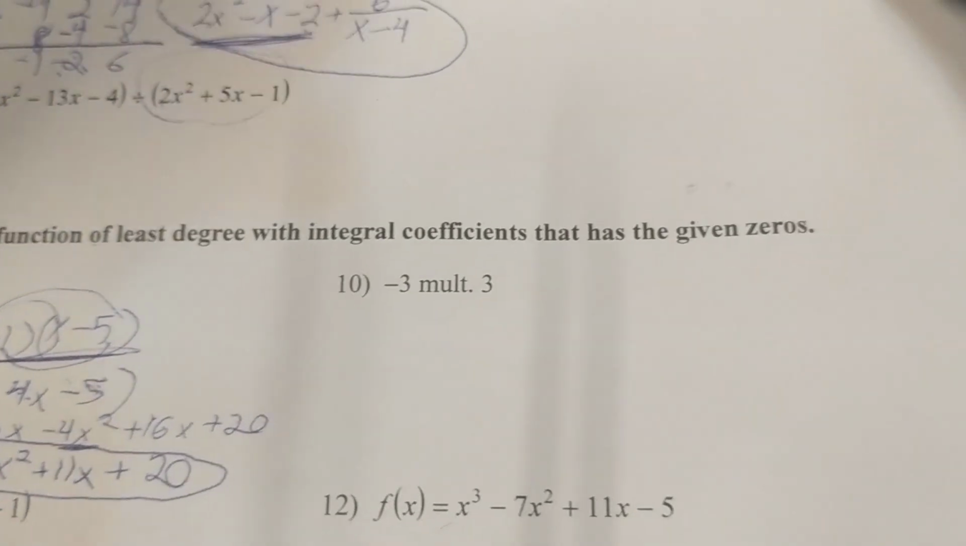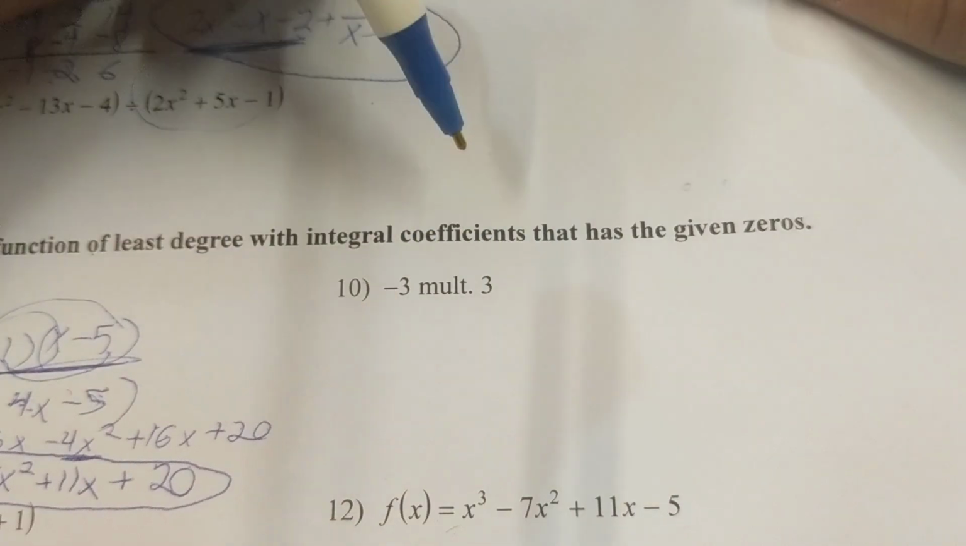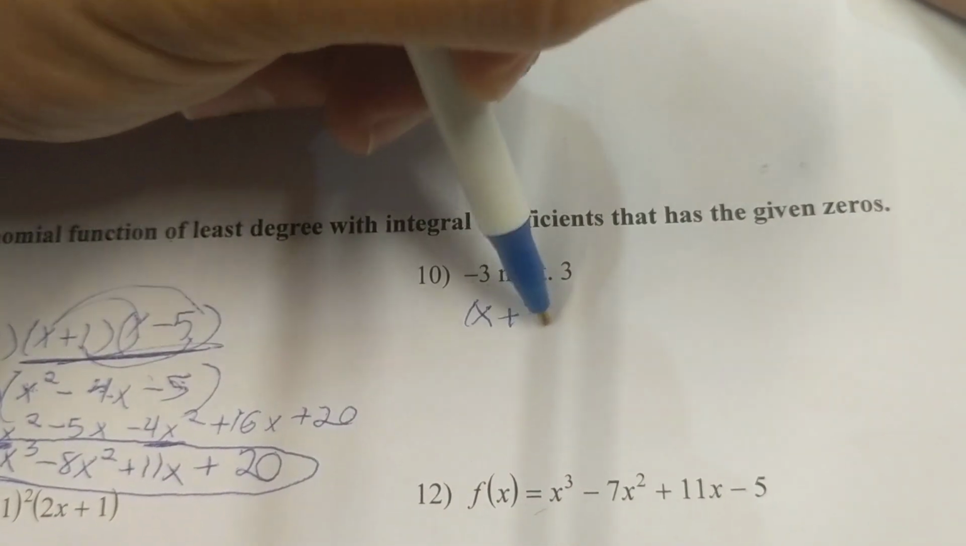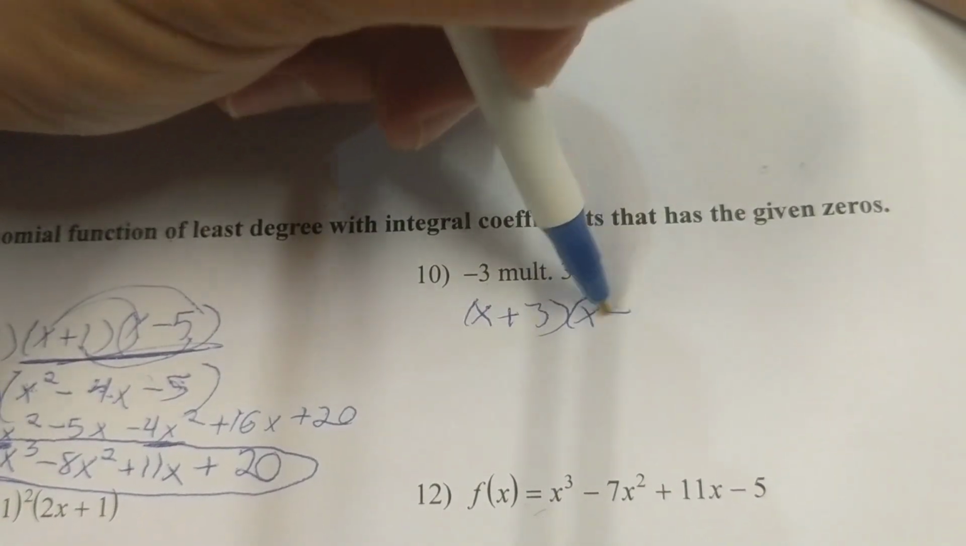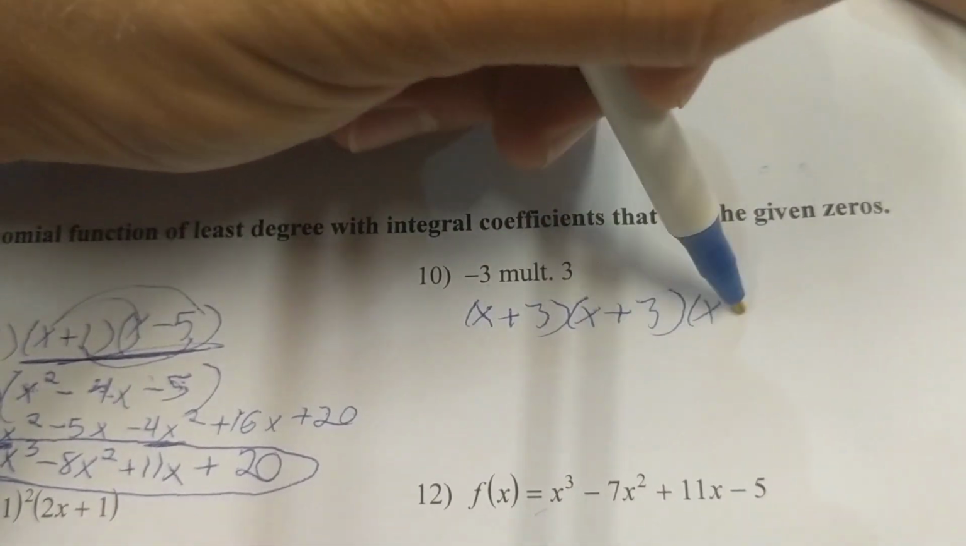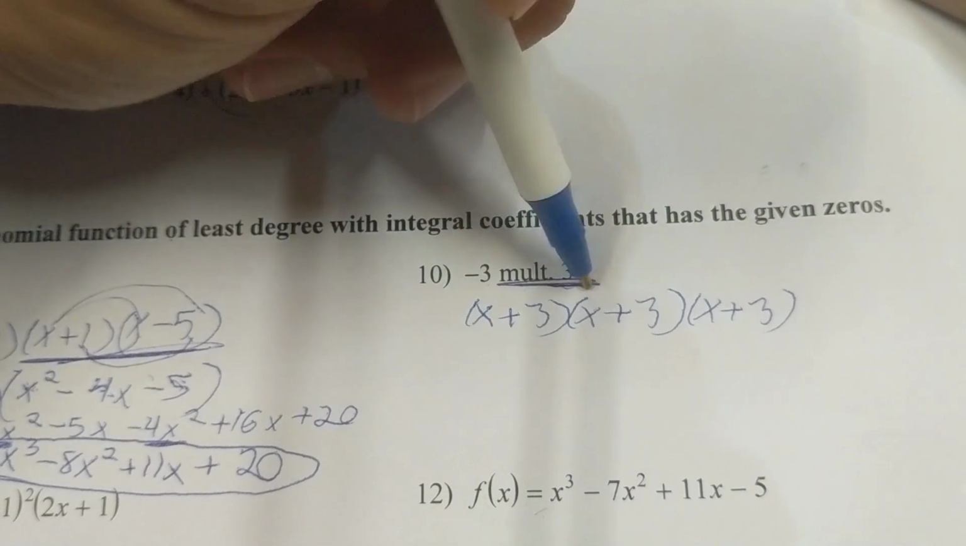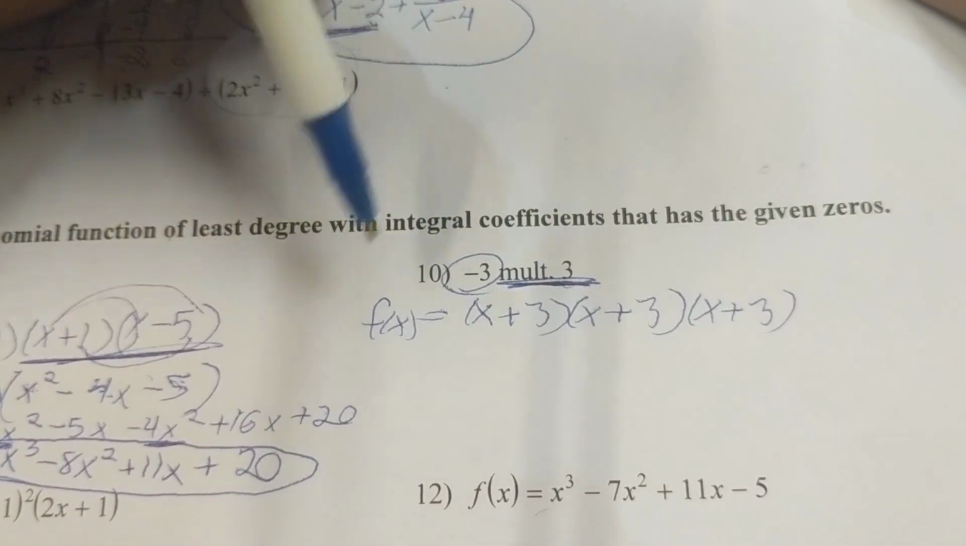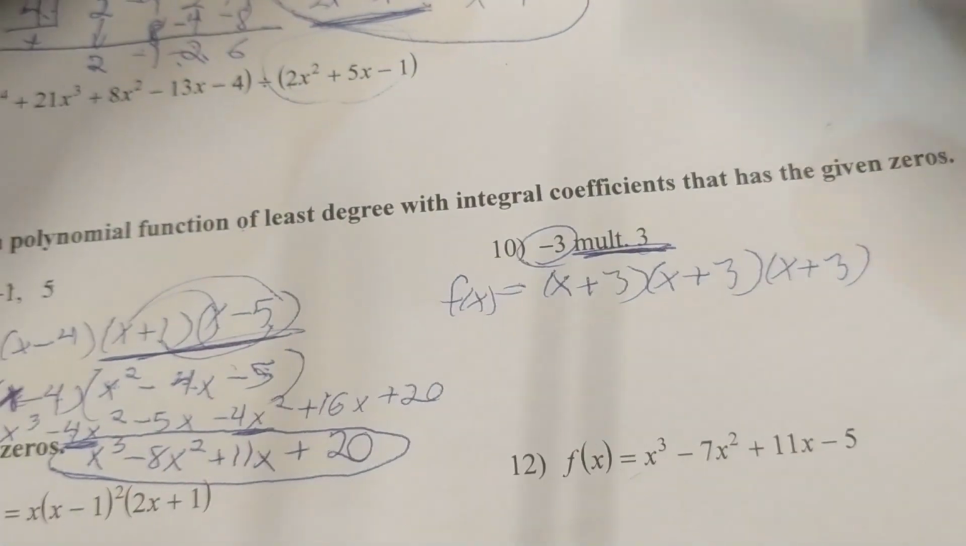Okay, same idea here. Just remember we have -3 multiplicity of 3, which just means we have a bunch of the same thing. So that's x minus -3, which is x plus 3, x minus -3, x minus -3. It just means you have that many of that one, that's all. And then you would handle it in the same way. You foil it out like we did on the last one.